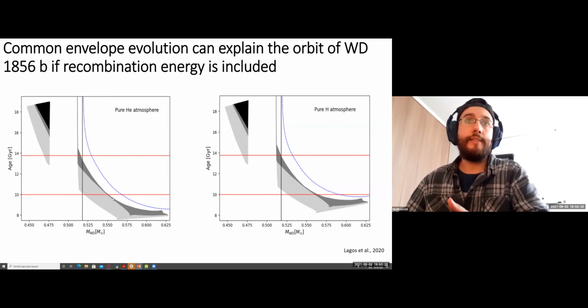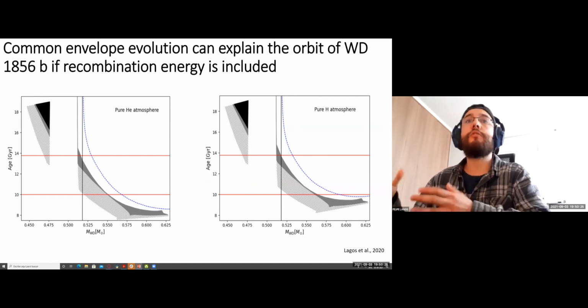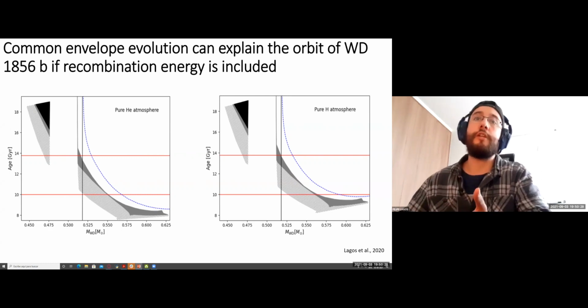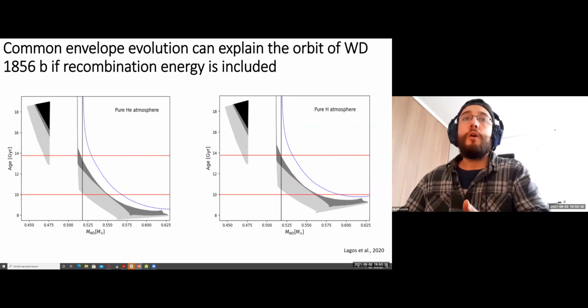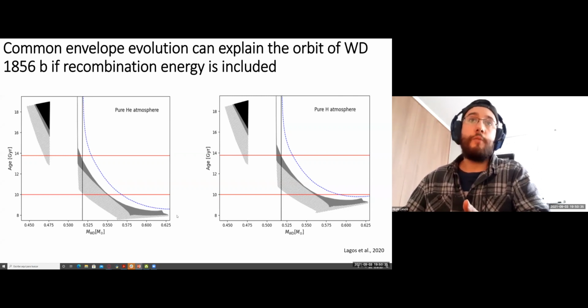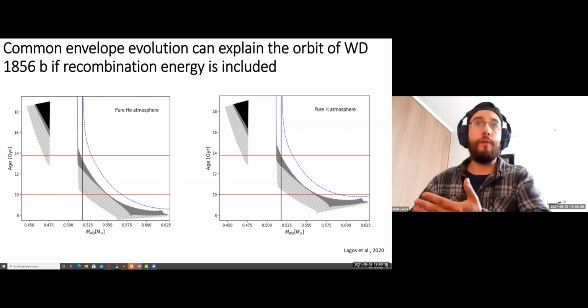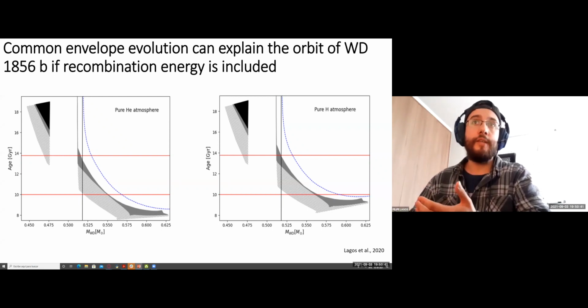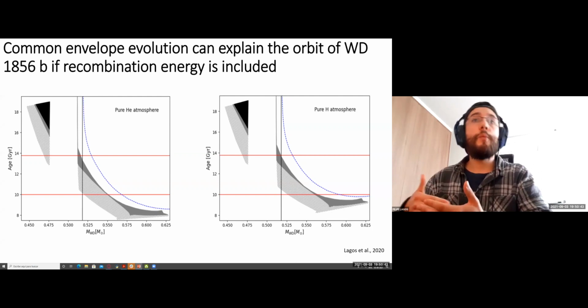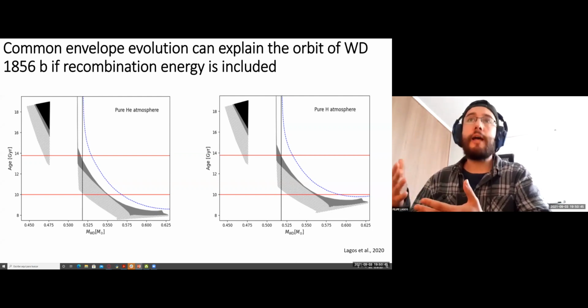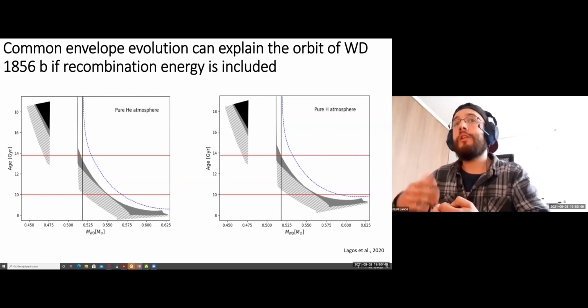The gray area is the same, but using up to 10% of recombination energy, and the dashed gray area assumes the use of up to 100% of recombination energy. So all the solutions we found using up to 10% of recombination energy and with age less than 10 gigayears eject the envelope during the thermally pulsating AGB, and the orbital separation at the common envelope onset is between 1.7 and 2.3, 2.4 AU, depending on the atmosphere model used.